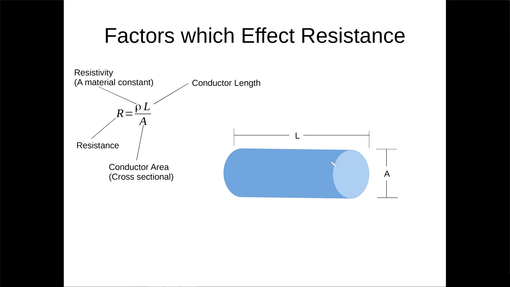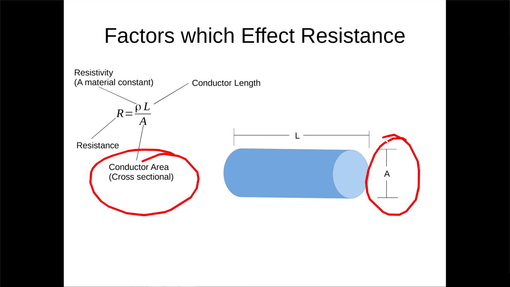And then also, the resistance is inversely proportional to the cross-sectional area. So that's the area of the conductor. That's what we can see here. If you were to find the area of this conductor, this circle, that will tell you the cross-sectional area, and resistance is inversely proportional to that. So the larger the area you have, the less resistance you have. The smaller the area you have, the more resistance you have, which kind of makes sense.